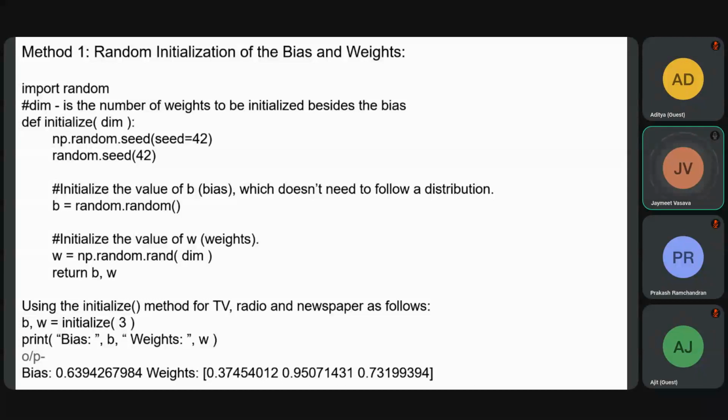Then using the initialize method for the TV, radio, and newspaper, which are the advertisement mediums, we'll use the initialize value of 3 and get the values of the bias and the weights. You can see that the value we get for bias is 0.63, and for the weights of TV, radio, and newspaper in that specific order, we get for TV 0.37, for radio 0.95, and newspaper 0.73.